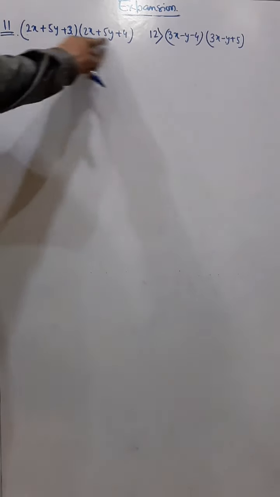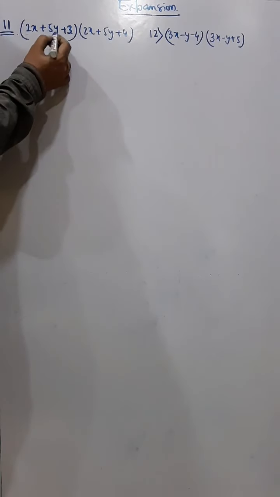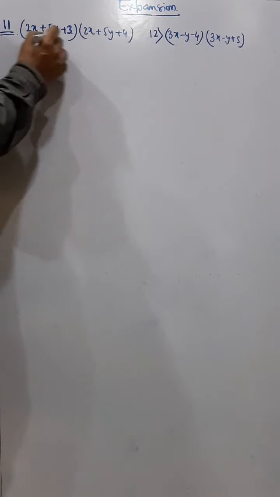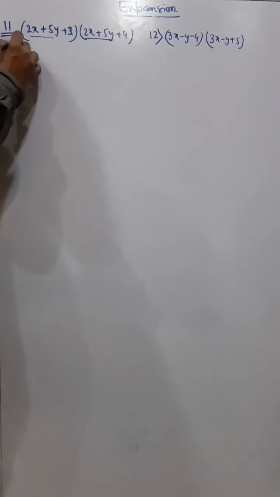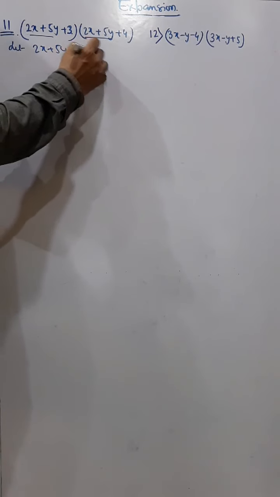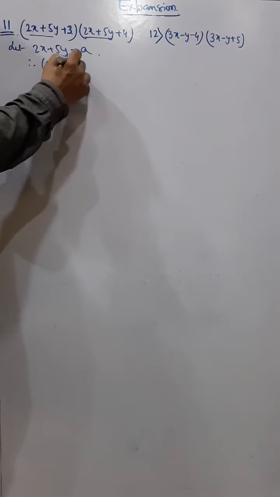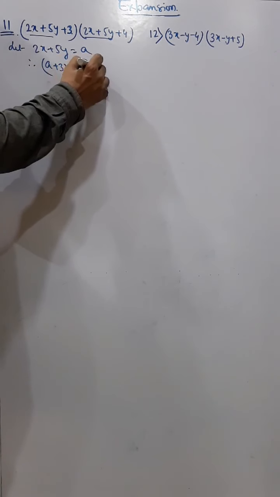Okay, now we have to multiply this. There are two sums here, similar sums. So here first you see the common terms, 2x plus 5y, 2x plus 5y. So what you do, you take 2x plus 5y is equal to something, say a, and then it becomes a plus 3 and a plus 4.